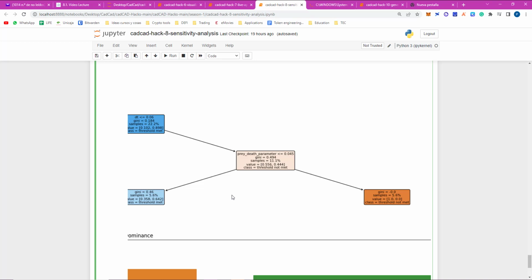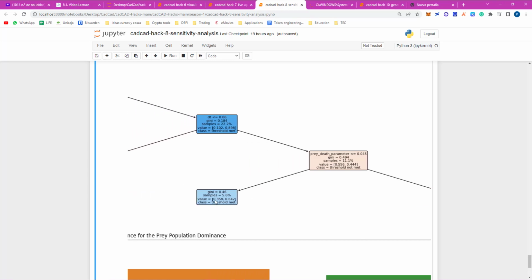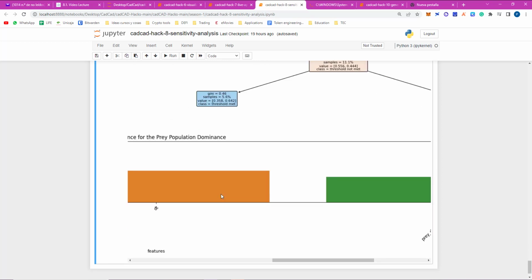If you want to continue, because you have a 5.6 here, and unless 100% of the 5% is like that, you could continue and keep separating. Or maybe here, while the Gini is 0.46, maybe you can still separate it. But yeah.